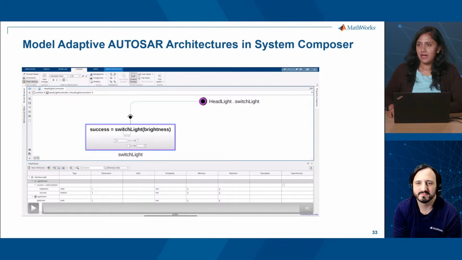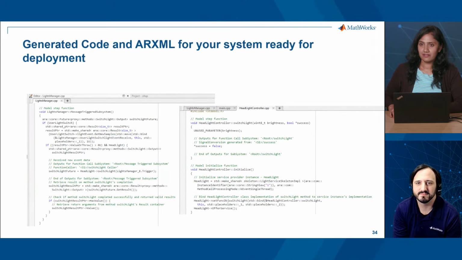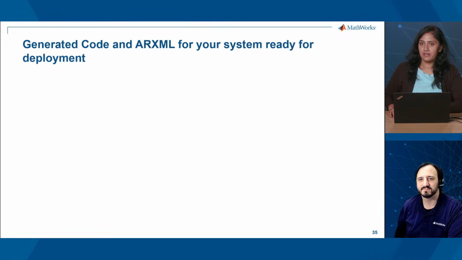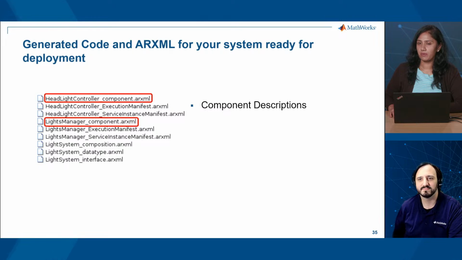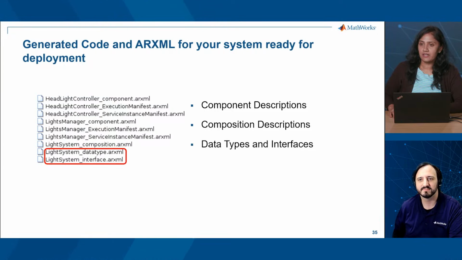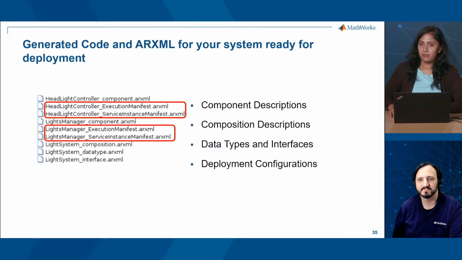So all right, that's about modeling AUTOSAR Adaptive architectures in System Composer. Once you're done modeling, as I did in AUTOSAR Classic, I can generate code. Here it is, C++ code, and I've also generated ARXML files containing component descriptions, as well as the composition descriptions, and related data types and interfaces, as well as the deployment configurations, which are named manifest files, and the service instance manifest files.